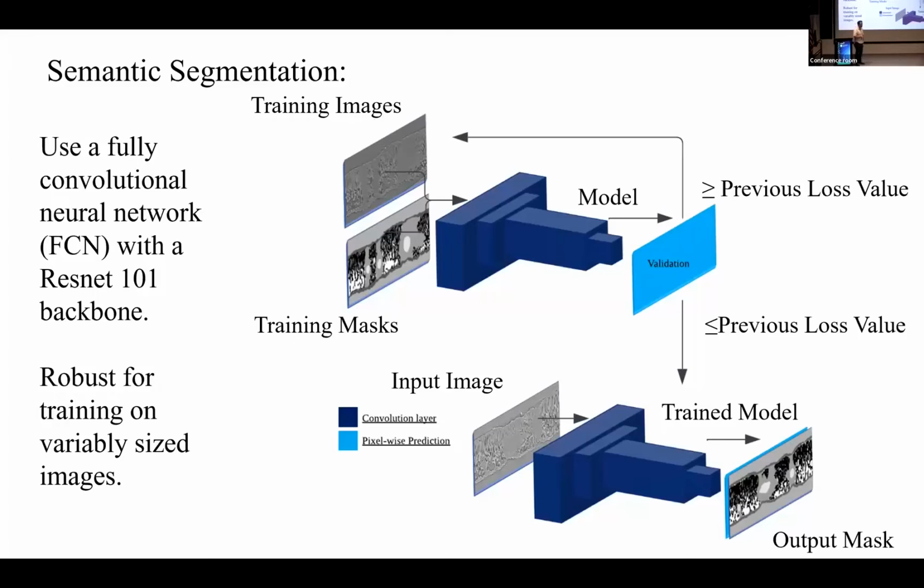And what we use is a fully convolutional network with a ResNet 101 backbone. The reason that we went with the FCN is it's robust to variably sized images. A lot of our data is differently sized. We'll have different dimensions to our images, and we don't want to patch it up. It's important for us to use the whole images, but we might have images that are 500 by 1,000 pixels and 500 by 2,000 pixels. And a lot of other deep learning models are not robust to variably sized images. So we thought this was the best way to go.